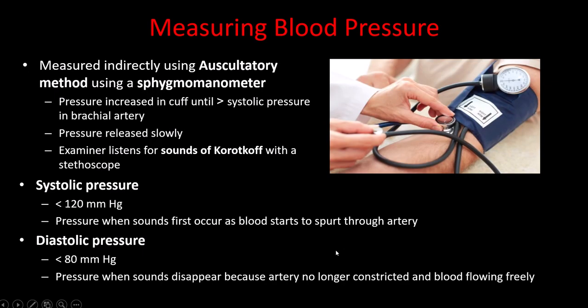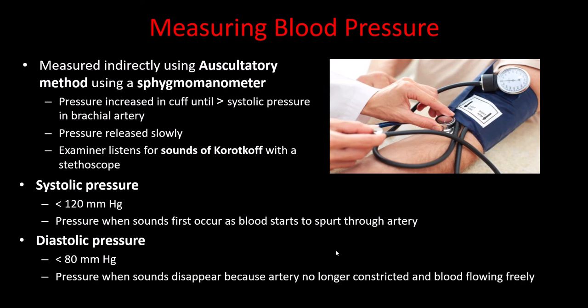Typically the way that we measure blood pressure is with an auscultatory method, using a nice little blood pressure cuff or a sphygmomanometer. Essentially what you do is you wrap the cuff around a particular artery, typically the brachial artery, although I've been seeing more and more often in doctors' offices they're going around the radial artery. But you increase the pressure in the cuff until it's greater than the systolic pressure, and then you slowly release the pressure and listen for what we call the sounds of Korotkoff, using a stethoscope.